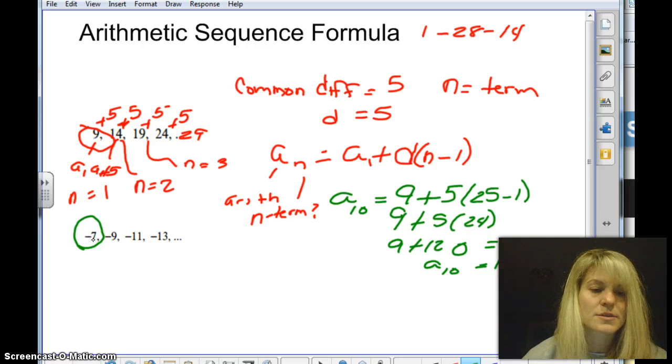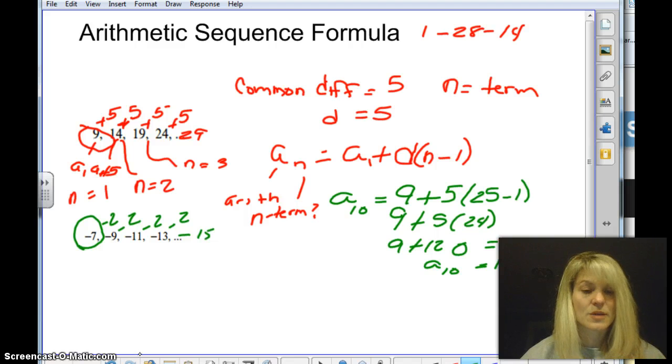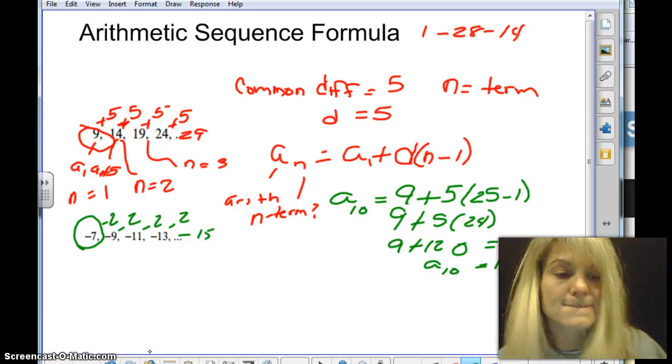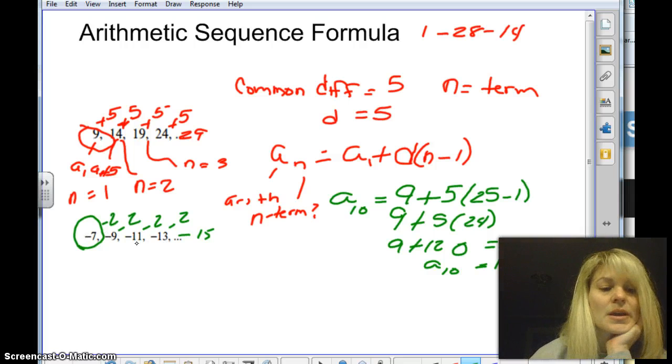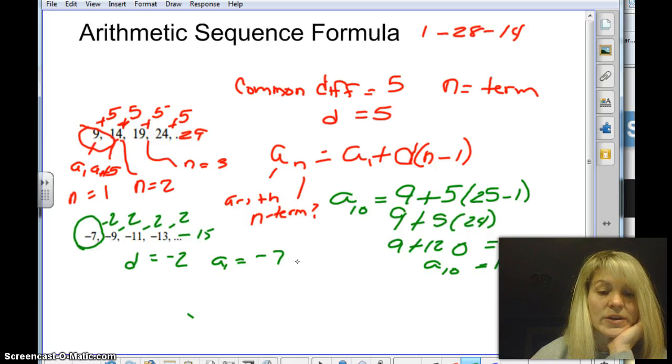So what can I add or subtract to negative 7 to give you negative 9? Well, if I do minus 2, negative 7 minus 2 is negative 9. Negative 9 minus 2 is negative 11. Negative 11 minus 2 is negative 13. And if I wanted to keep going, this would give me more and more and more, right? So this is my first term, second term, third term, fourth term, and so on. So I know my common difference is negative 2, because it's going down by 2. I know my first term is negative 7. And I want you to find the 20th term.